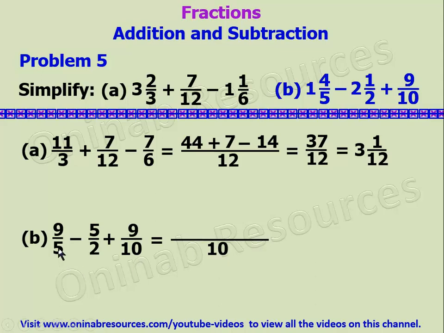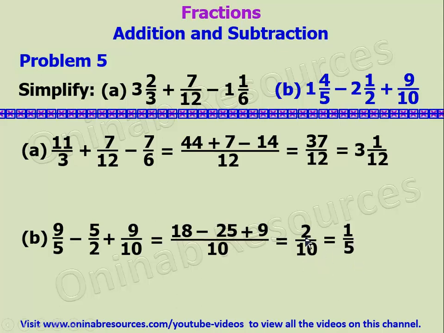10 divided by 5 gives 2 times 9 gives 18 minus 10 divided by 2 gives 5 times 5, 25. 10 divided by 10 gives 1 times 9, 9. So what we do now is, it is possible to say 18 plus 9, which gives 27. Then 27 minus 25 gives 2 over 10. And 2 divides 2 to give us 1. And 2 divides 10 to give 5.